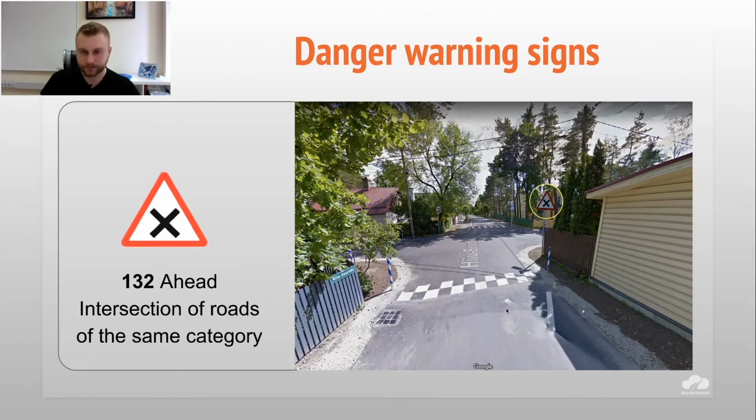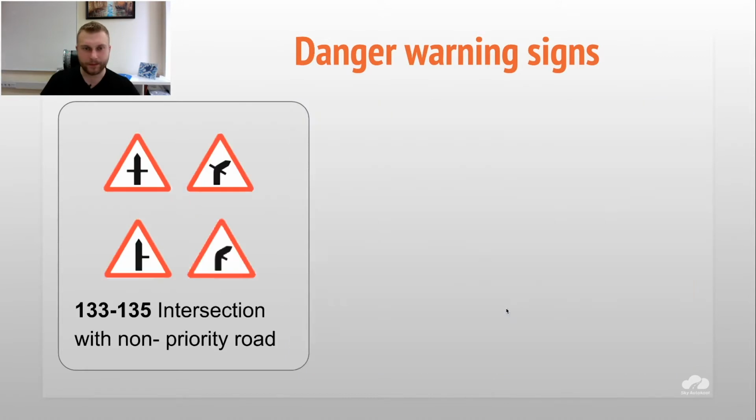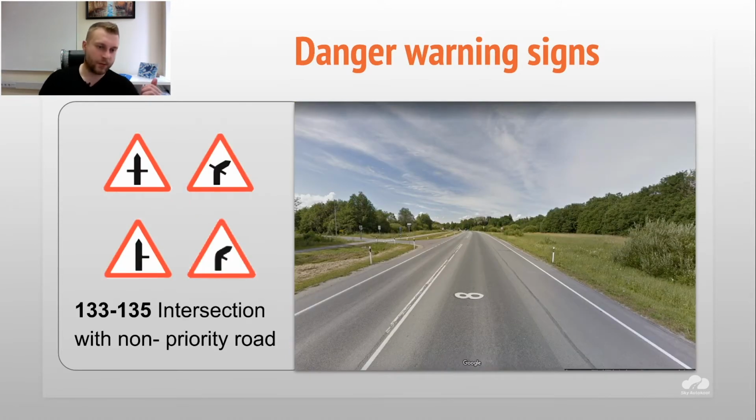So let's continue. Intersection with non-priority road. Like here you see a secondary road intersecting the main road. Like some small road, it doesn't matter actually, but the main road is this, but still we have a sign. Yeah, the main road is here, and the small secondary road is, in this case, on the left side, right? So now you know that you're on the main road and this car has to give way to you.